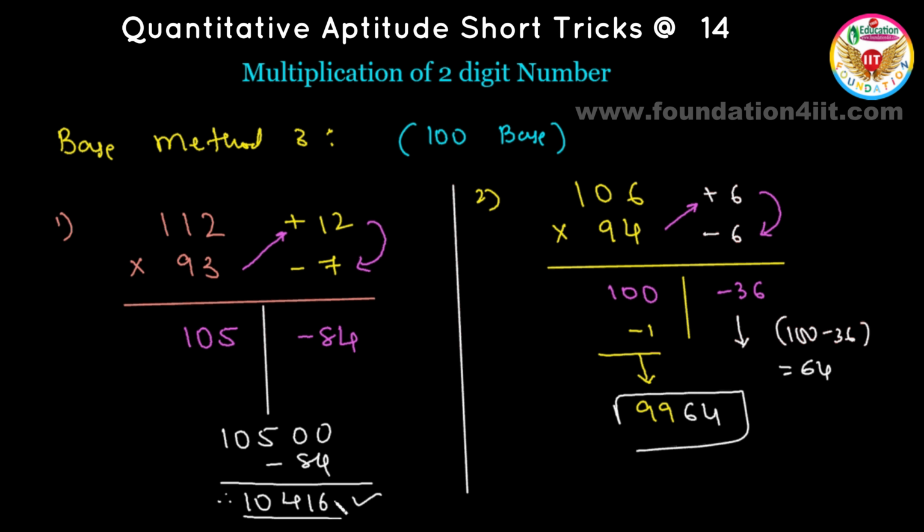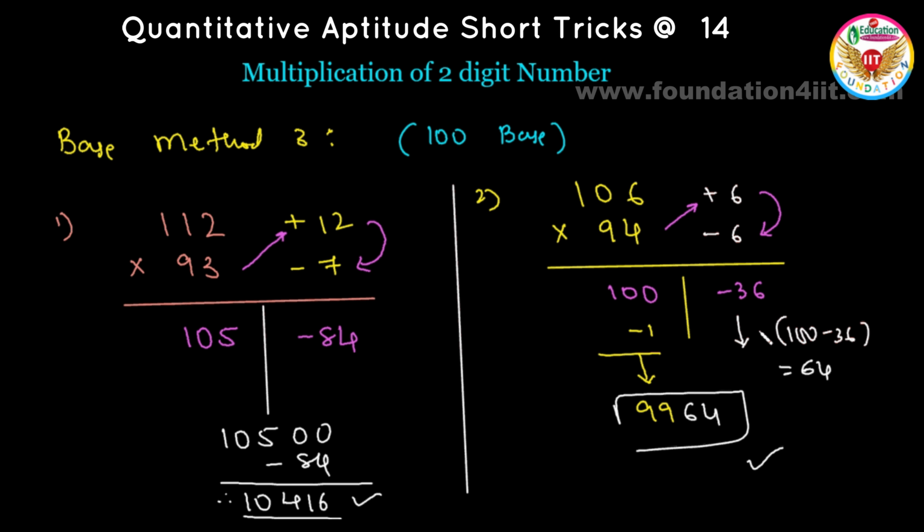105 minus 1 is 104, right? So this is the complement method. We can use either this or this. So when one number is more than 100 and one is less than 100, and close to 100, this is base method 3. You can apply it to solve these problems. Just do the calculation fast.